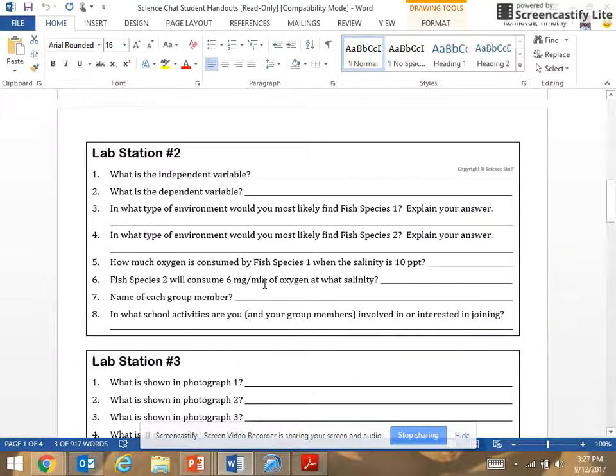We'll be reviewing all of these stations after next class. So you'll do 5 more stations on Wednesday and Thursday of this week.